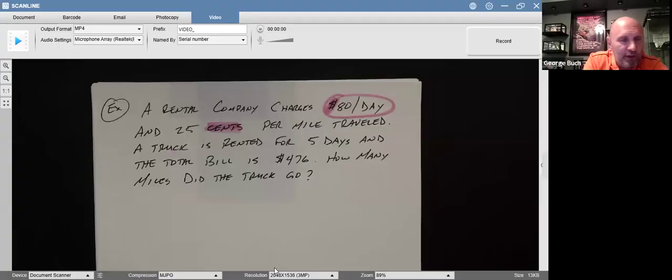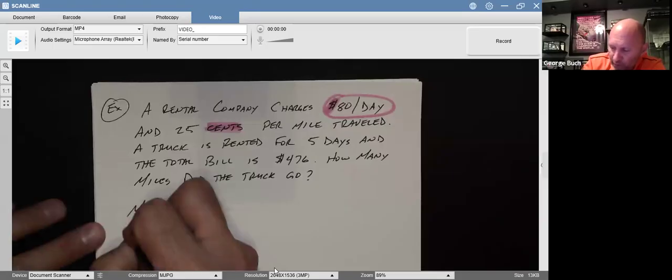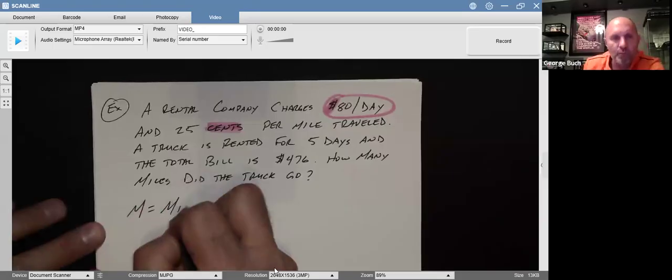Next thing in the suggestions is what is being asked, and it's usually the last sentence. And so here the problem is asking us how many miles did the truck go? So step 3, define my variables. M is equal to miles.